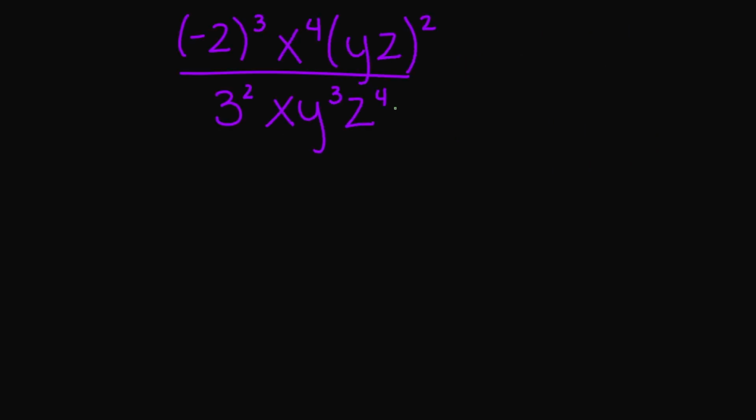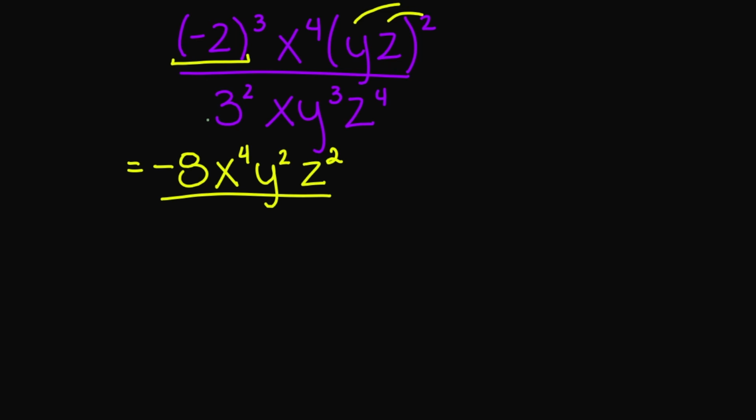Let's try this example here. So first thing we're going to do, we're going to simplify this negative 2 to the 3rd power. This is going to give me a negative 8. And then we have x to the 4th, I'm going to write my x to the 4th. And then we have yz raised to the 2nd power, so I'm going to bring this 2 to the y and this 2 to the z. So this is going to be y to the 2nd power times z to the 2nd power, over, you're going to get 3 squared. This is going to give you 9 times x, y cubed, z to the 4th.